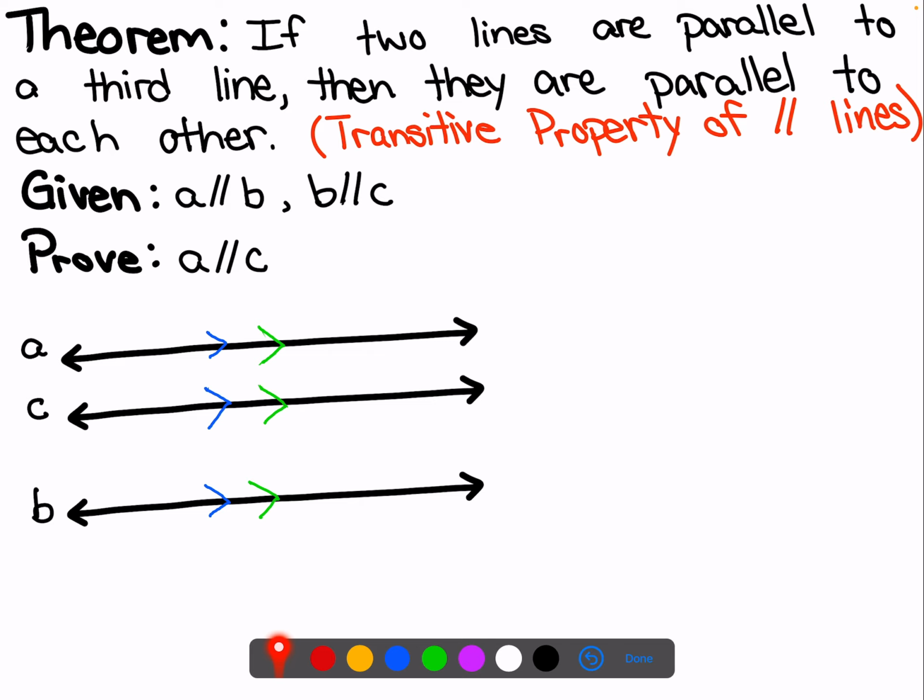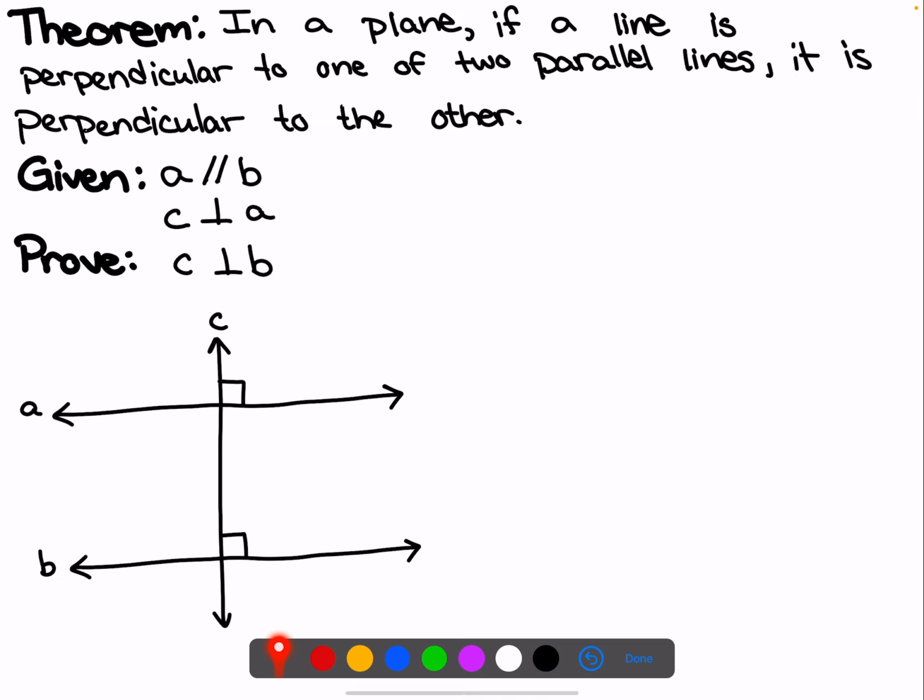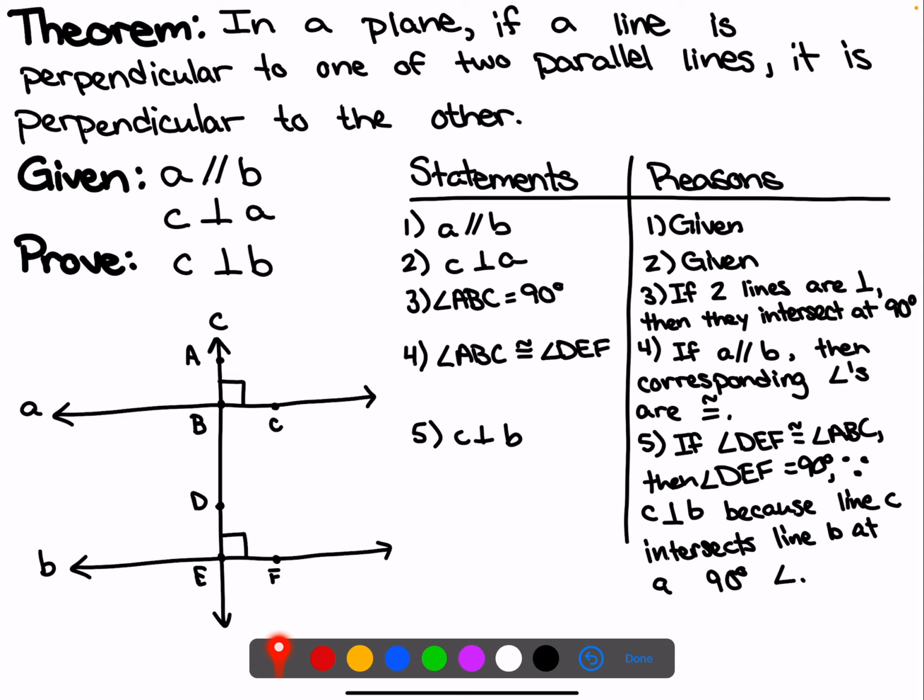The other theorem that I'd like you guys to write down is this next theorem. In a plane, if a line is perpendicular to one of two parallel lines, it is perpendicular to the other. So, if A is parallel to B, and C is perpendicular to A, then C will be perpendicular to B. Now, as a proof for this, I went ahead and drew some points. So I drew points A, B, and C on lines C and A. And I drew points D, E, and F on lines C and B, which led me to this proof.